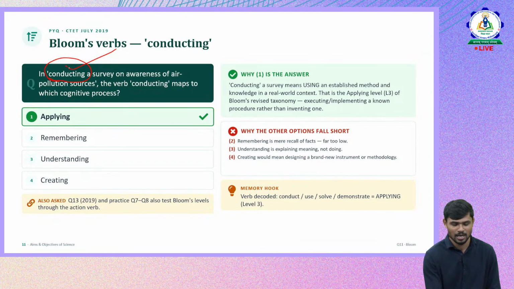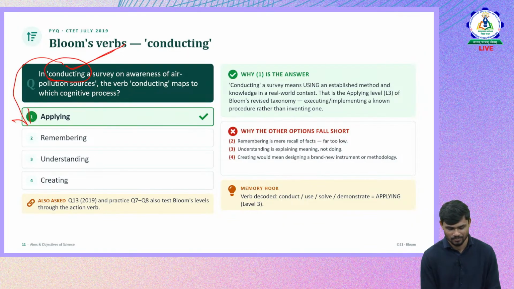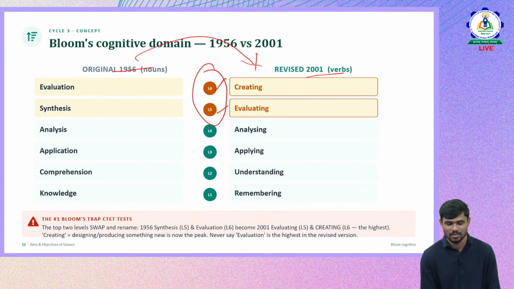So like this, they will give a scenario or situation where there is a verb, and they'll ask you to map those verbs into the different levels of Bloom's taxonomy. So conducting is applying. It is not remembering, it is not understanding, it is not creating. Why? Because conducting requires a little higher order thinking process.